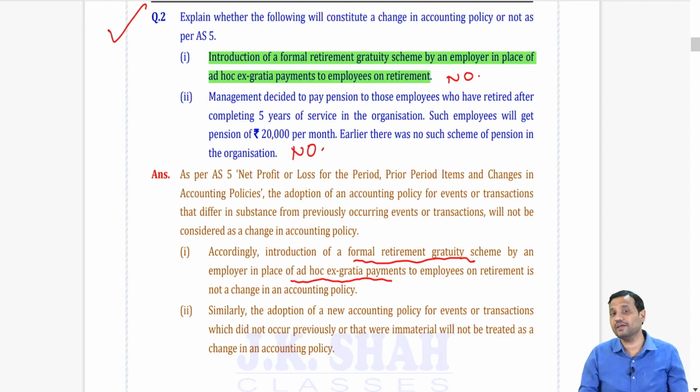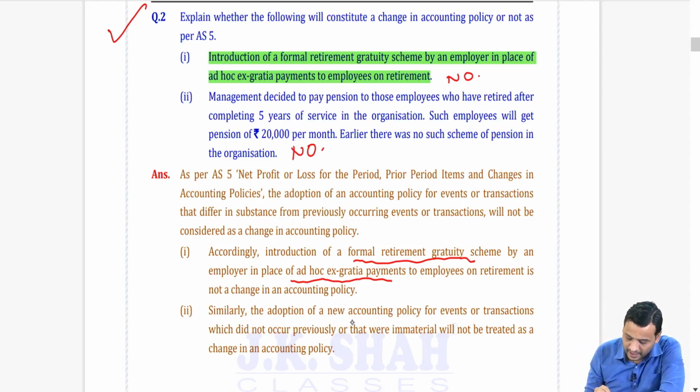Now, some of you might be having doubt, what is this ad hoc ex gratia payment? Nothing but a consolidated amount. My employee retires, so I pay gratuity to them. I am paying gratuity to my employee. How much? Give it, an ad hoc amount. But now from that ad hoc amount, I am going for a formalized way. If you have completed 4 years of service, no gratuity. You complete 5 years, you will be getting this much. 6 years, you will get more. This is known as a formal plan. So now I am adopting such a type of plan. This is not a change in accounting policy.